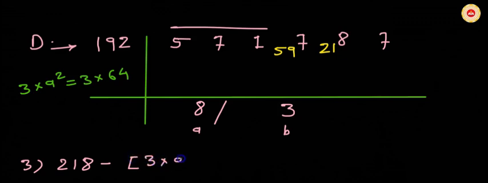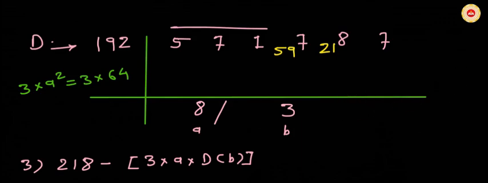3 multiplied by A multiplied by duplex of B. This formula is applicable only for calculating the third quotient digit, and not for the fourth or fifth or sixth or seventh. Just for the third quotient digit.